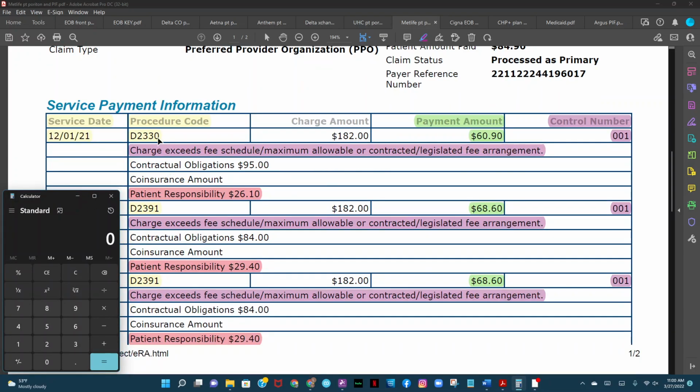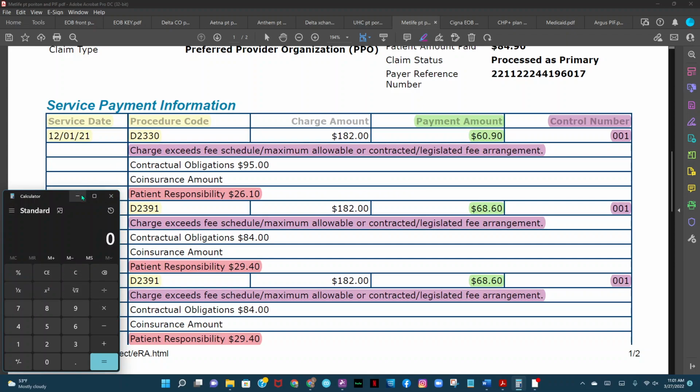What you'll do per code, so we're going to start here with this code right here, the D2330. You're going to take the charge amount of the 182 and subtract this 95, which equals 87. To go even a step further to make sure that it is correct, you could take the payment amount and patient responsibility. They should equal this number. So let's minus whatever the patient responsibility is, 26.10, and we should get the payment amount of 60.90. So as you can see, just a little bit of math to figure it out.